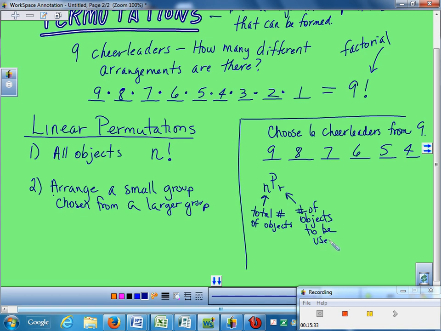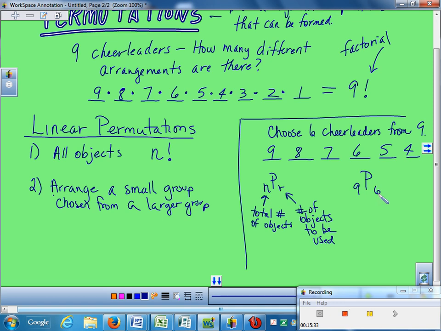So in this situation, how many total cheerleaders do I have? I have 9 total cheerleaders. I'm arranging them in patterns, so I'm going to do P for permutation. Okay, but how many of them do I actually want to use at a time? I'm doing 6 of them. So we would write that as 9P6.